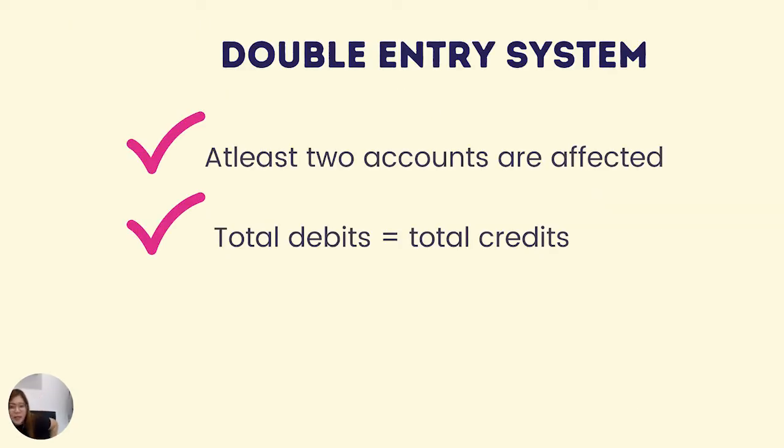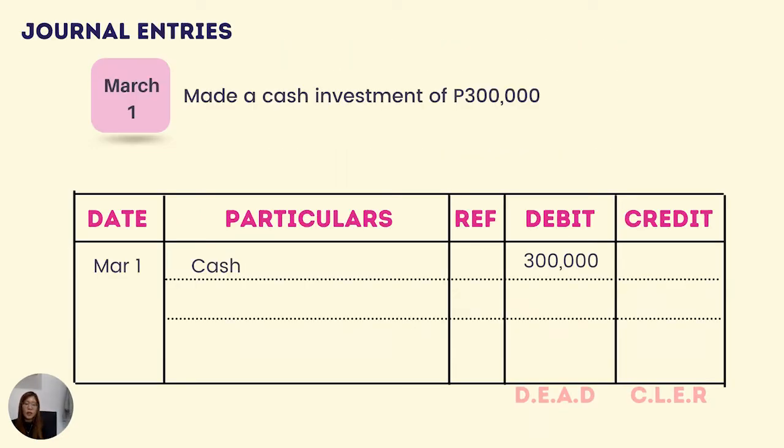Syempre hindi. Kasi 'di ba pinag-aralan din natin before yung concept of double entry system, which means na for every transaction there are at least two accounts that are affected. And the total debits must always equal the total credits. If that case pala, we need to find out what is the other account affected by this transaction. And as you can see, we only have the account debited. Wala pa tayong credit. Okay?